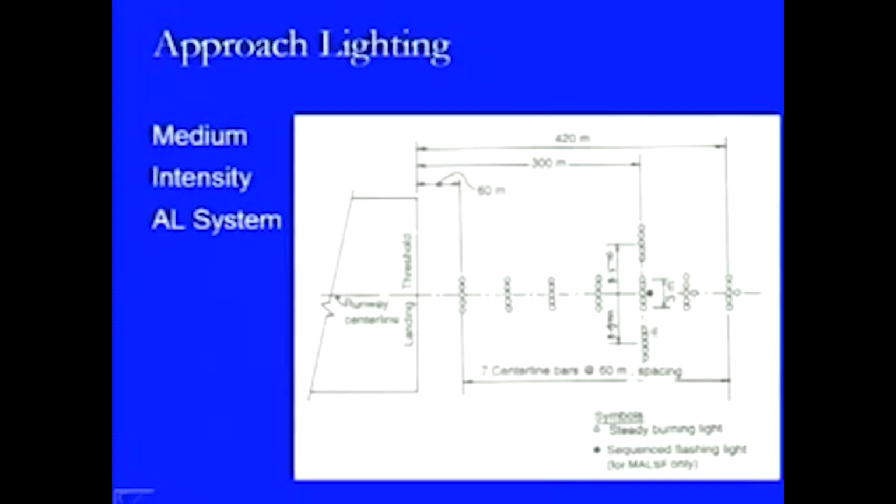Then here there is a crossbar condition which is provided at a distance of 300 meters from the end of the runway strip. And again in this case we are providing the sequenced flashing lights. If they are provided, that is the MALSF condition, the sequenced flashing light condition, whereas if it is a white one, then it is a steady burning light. So, this is white being provided in the normal basic condition.